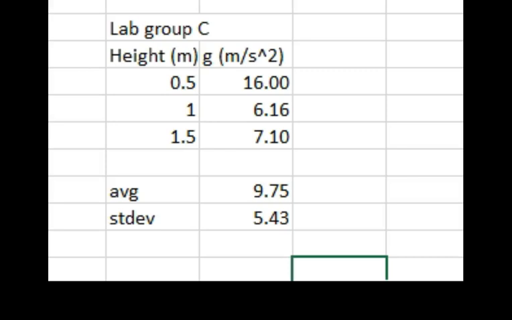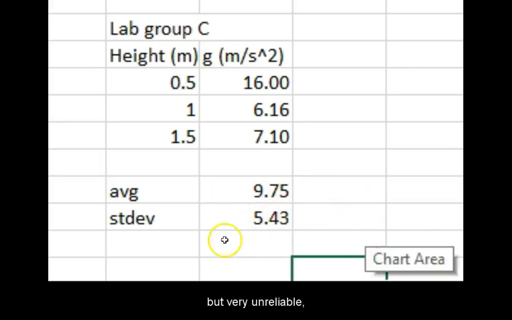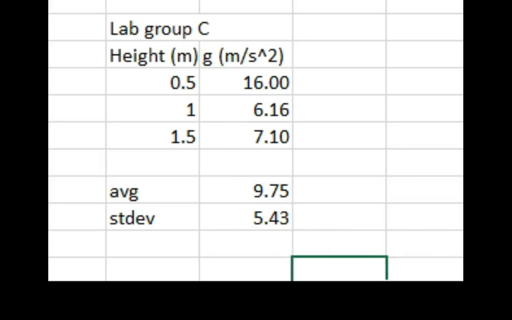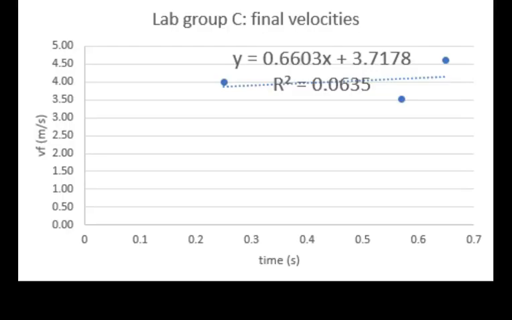Lab group C was the group that had a highly accurate average, but very unreliable, inconsistent data. This becomes even more magnified in the graph because the graph relies on making a best fit line based on the combination of the trend from all three data points.